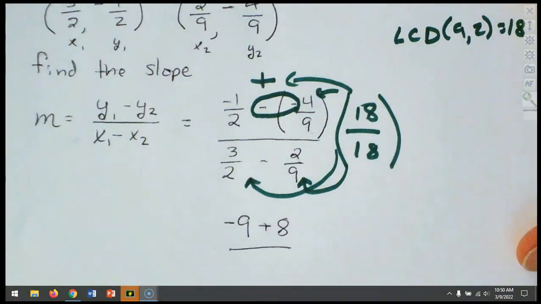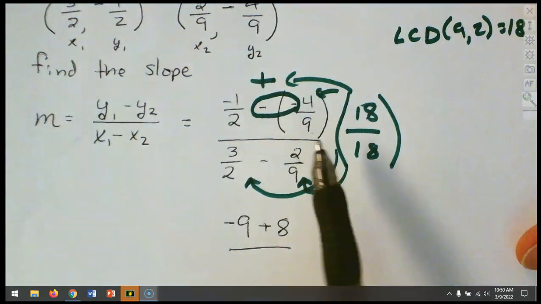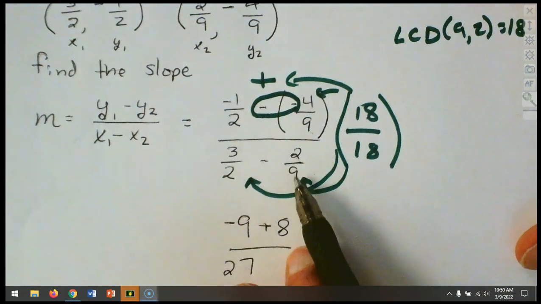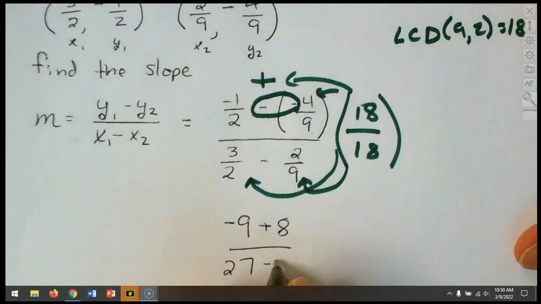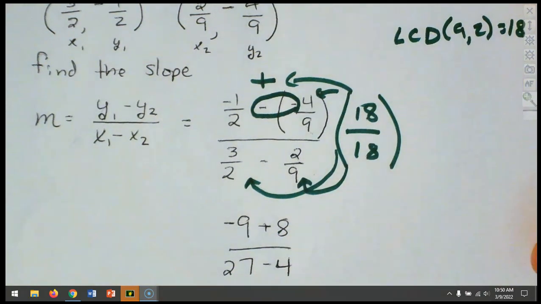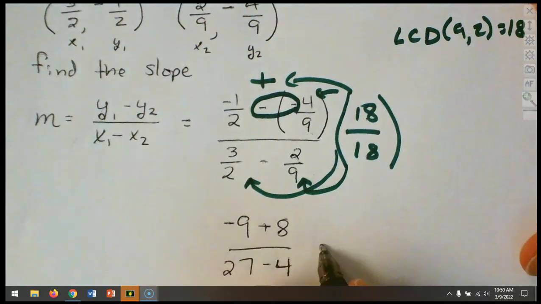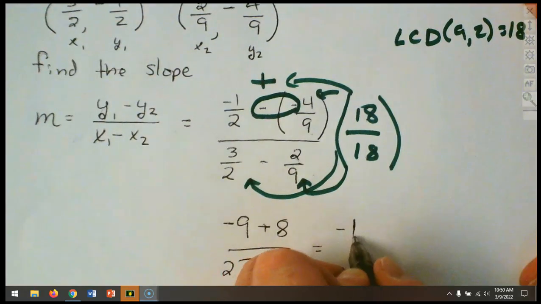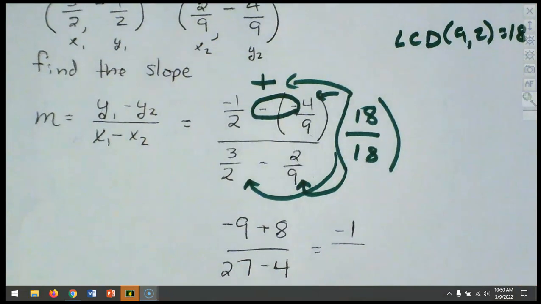That's gone there. Down below. 18 divided by 2 is 9. 9 times 3 is 27. 18 divided by 9 is 2. 2 times that negative 2 makes it a negative 4, doesn't it? Now let's see what we have left. So minus 9 plus 8, that's a minus 1. And 27 minus 4 should be a 23.